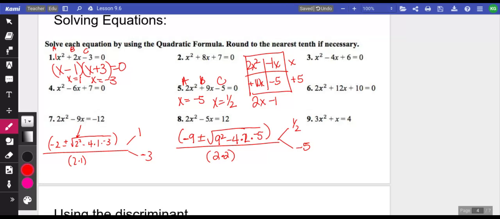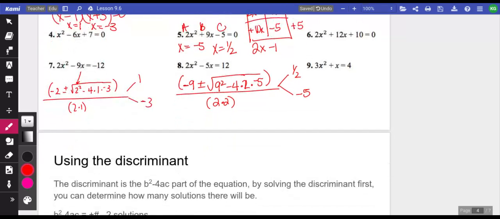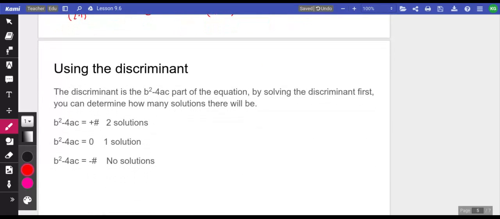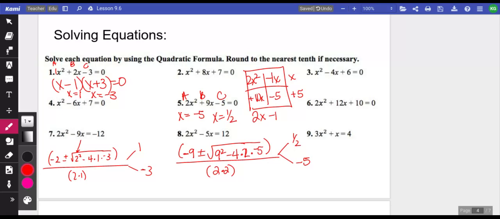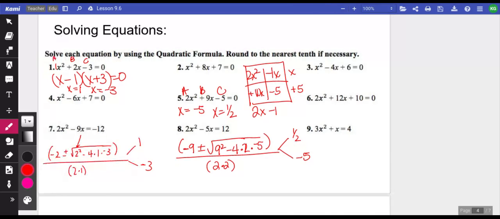Now, we still are going to have cases where we only have one solution or no solutions. And so what we can do is use the b squared minus 4ac part of the equation, which is called the discriminant. And that will tell you how many solutions there are going to be. So if you tried typing this into your calculator and you got an error, that tells you that it's probably a no solution. So the quick way to check that would be to check the b squared minus 4ac part first to determine how many solutions you're supposed to be looking for.